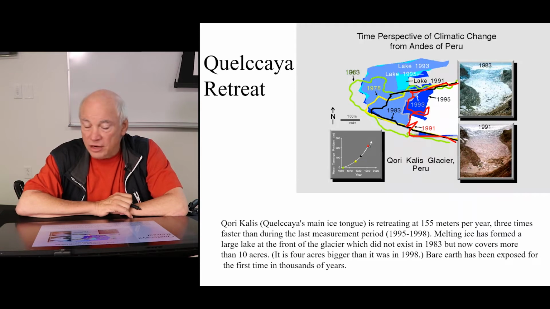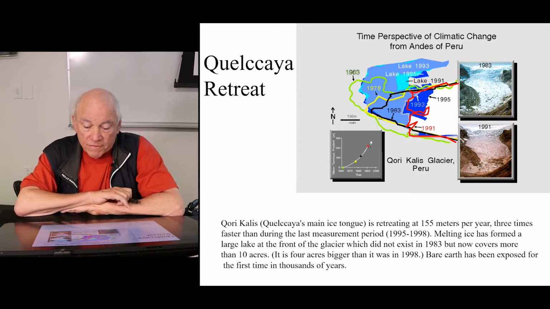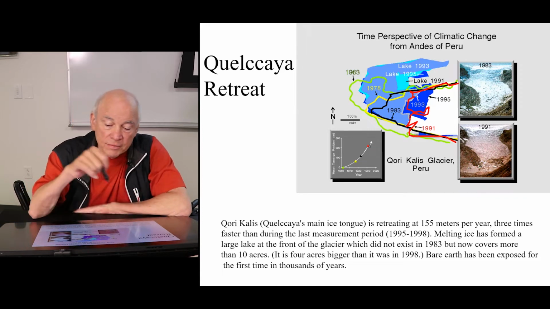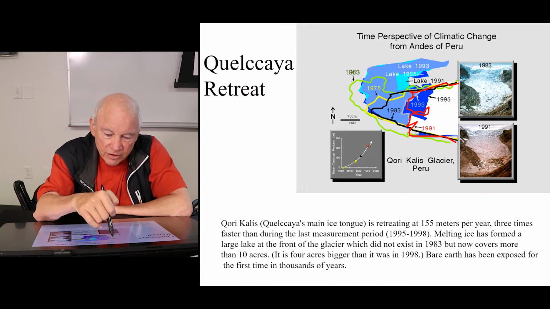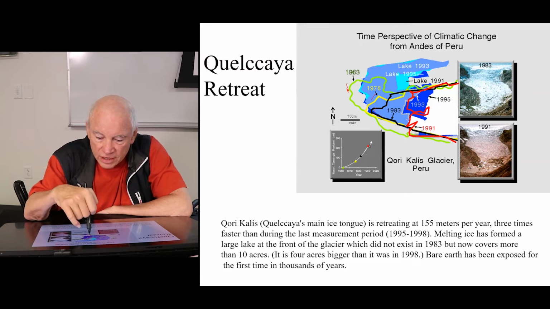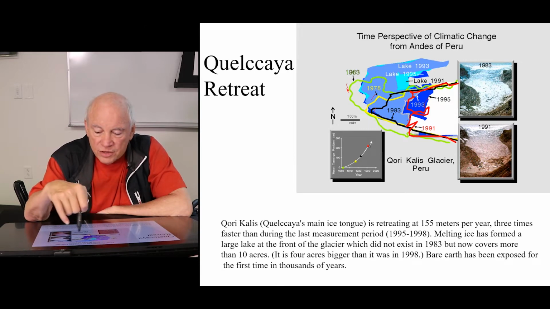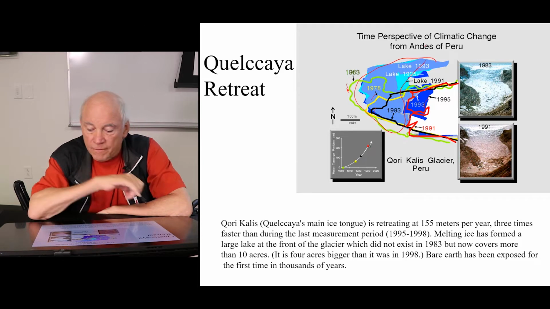So, like many other glaciers around the world, the Calcaya Glacier is retreating. Now, this is only good through the late 1990s, but you can see in these colors it's showing you where the edge of the glacier is. Here in 1963, it was all the way out to here. 1978, 1983, 1991, 1995. And as the glacier pulled back, a lake formed in the region where it was before.